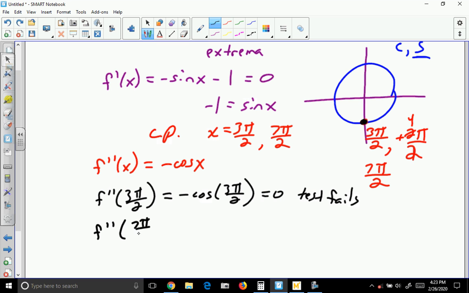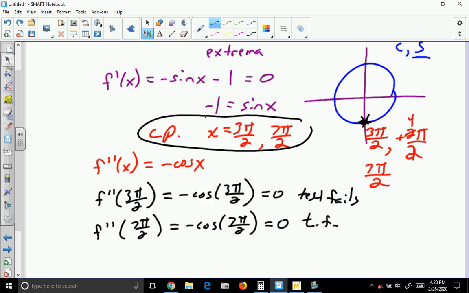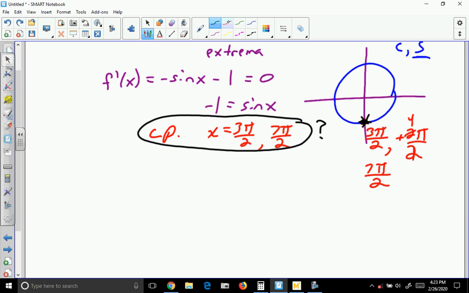Likewise, if we put in 7 pi over 2, cosine at 7 pi over 2 is 0, so the test fails again. So in terms of the second derivative test, we were not able to find out if those were maximums or minimums, so we have to go back to the first derivative test. We think about 3 pi over 2 and 7 pi over 2.